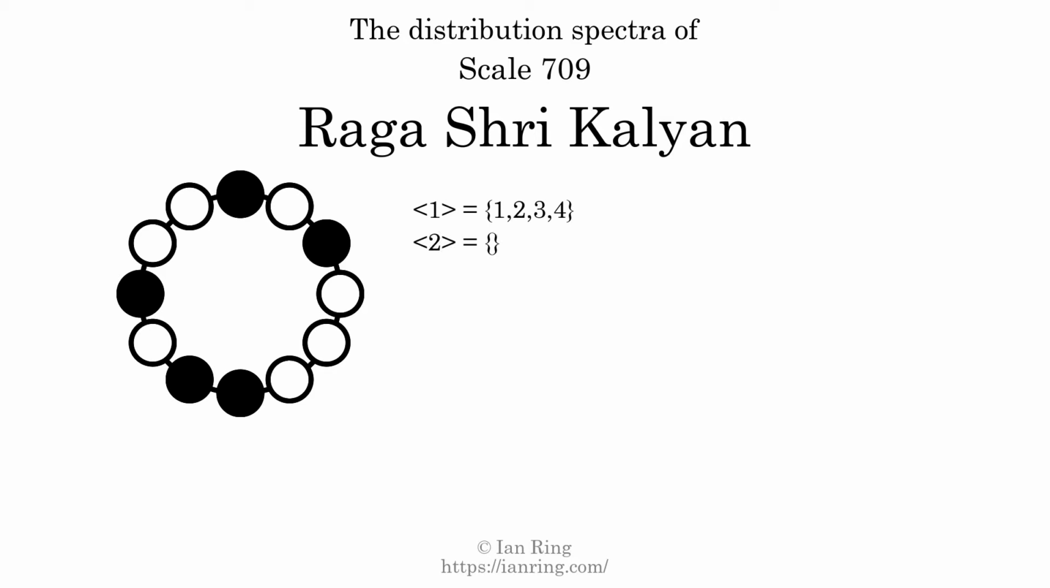The generic interval of 2 scale steps comes in 3 different specific interval sizes: 3 semitones, 5 semitones, and 6 semitones. The spectrum width of this generic interval is 3. The generic interval of 3 scale steps comes in 3 different specific interval sizes: 6 semitones, 7 semitones, and 9 semitones. The spectrum width of this generic interval is 3.